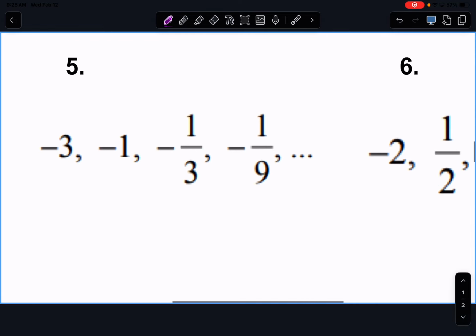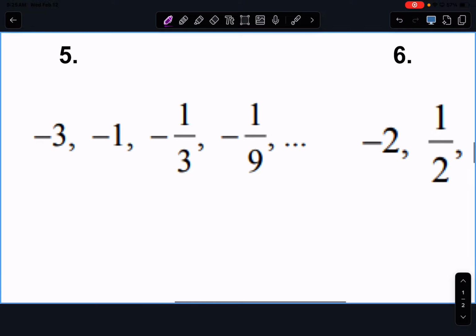So for number 5, what is -1 minus -3? Plus 2. What is -1/3 minus -1? Is it 2? No. Okay, so it's not arithmetic. Can that be geometric? Well, so -1 divided by -3 is what? It's literally just 1/3.